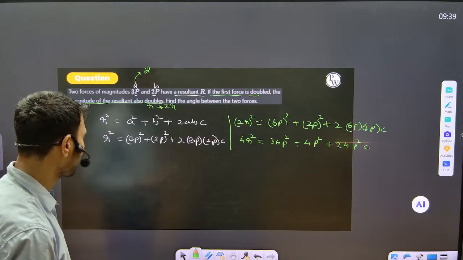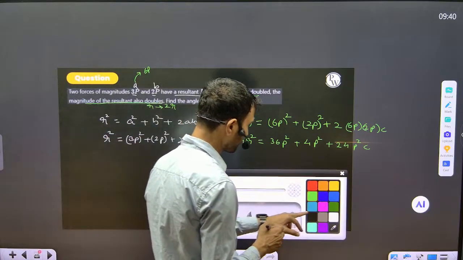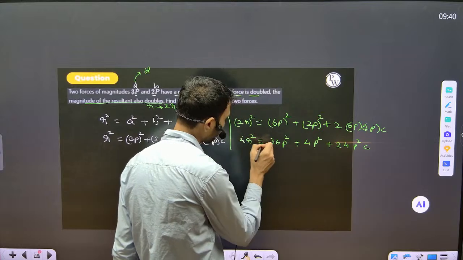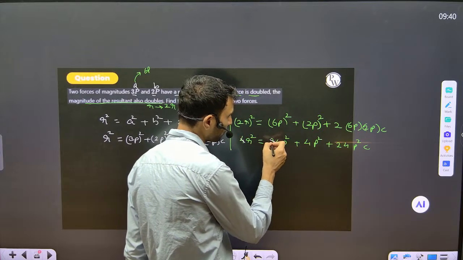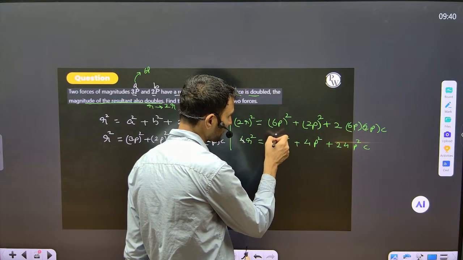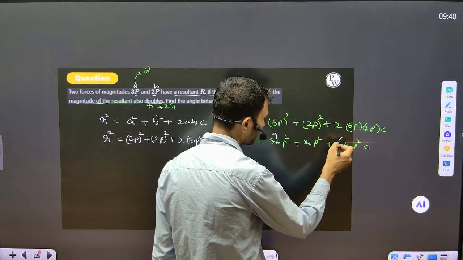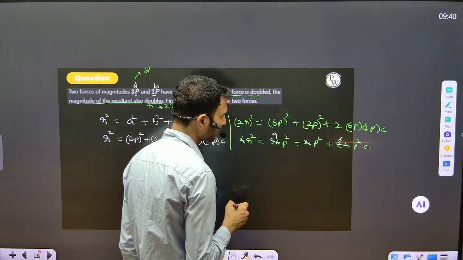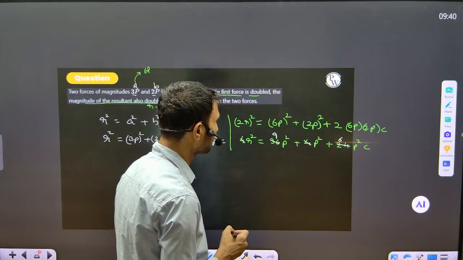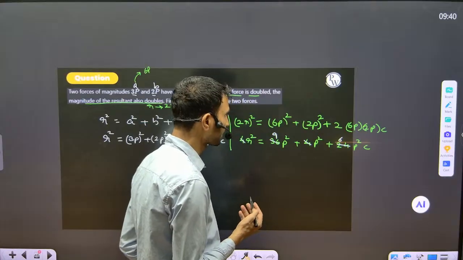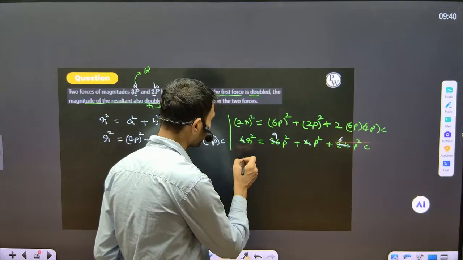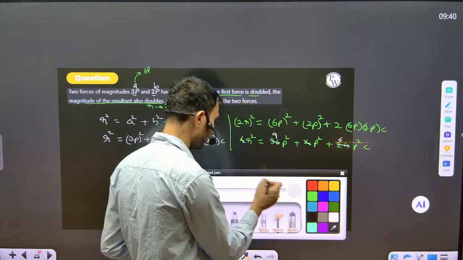Now what will happen? You will get the terms cancelled. 4 will get cancelled, and 4 9s are 36, that gets cancelled. So 6 gets cancelled. 24 is 6 into 4, so that gets cancelled. So what you are left with is, let's write down what we are left with.